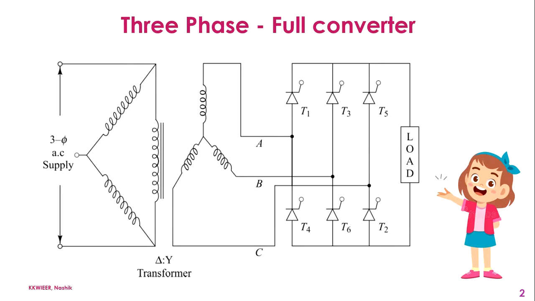But before that, we will see what this 3-phase full converter is. So this is a 3-phase full converter. The input of this converter is given by a 3-phase AC supply with a delta connection. The transformer is used over here. In case of full converter, there are 3 pairs, that is 6 transistors, T1 to T6, and this is a load.